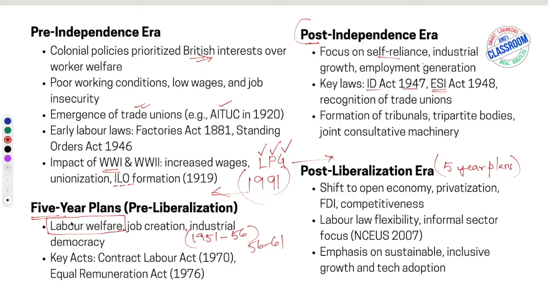New laws like the Contract Labor Act and Equal Remuneration Act were introduced to protect the vulnerable workers. And by the time the sixth plan came in, the focus was on employment generation and equitable income distribution. Overall, we can say that these plans viewed laborers as partners in development and not simply as tools of production.